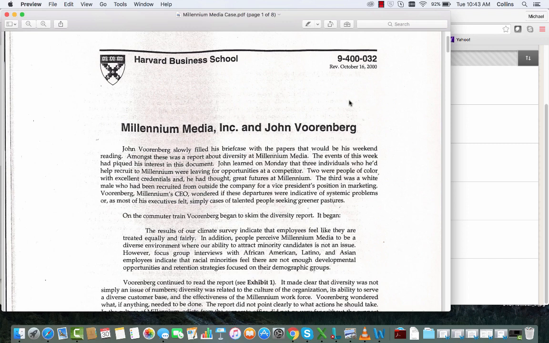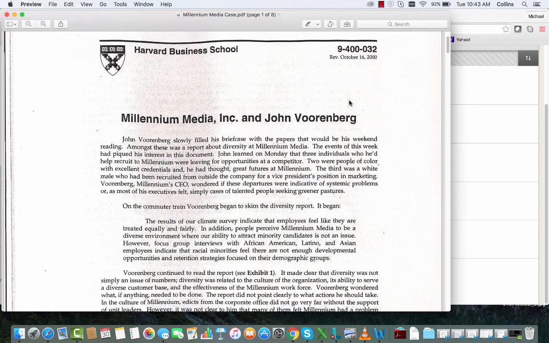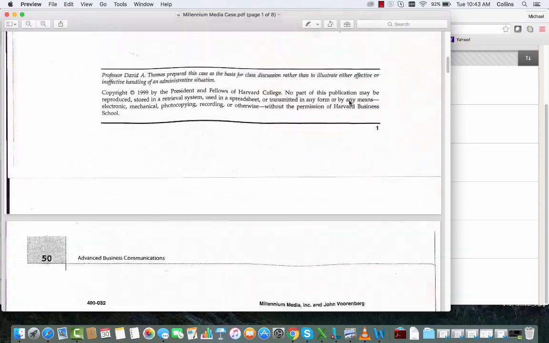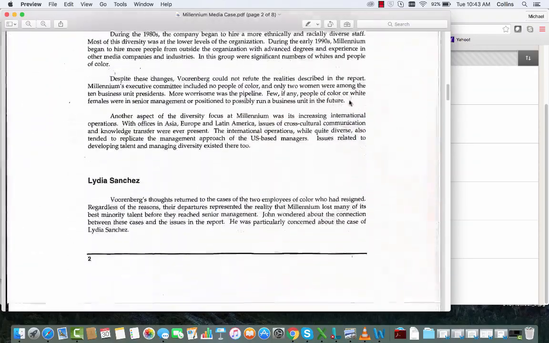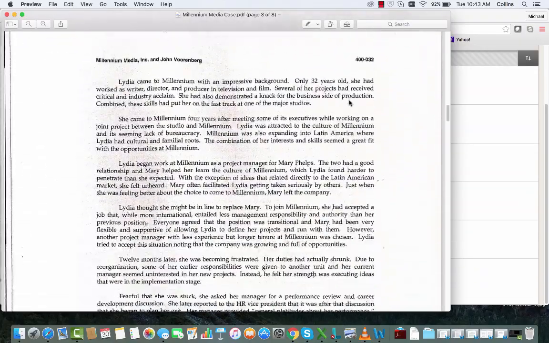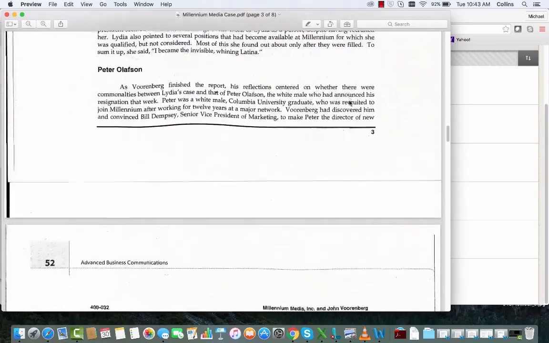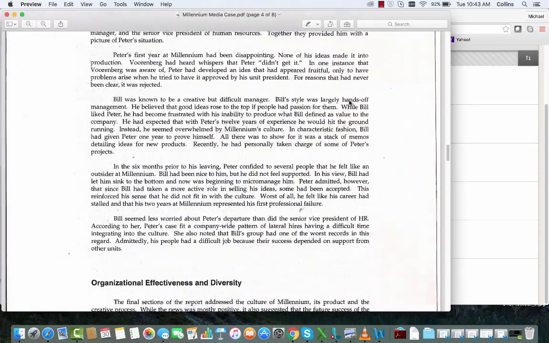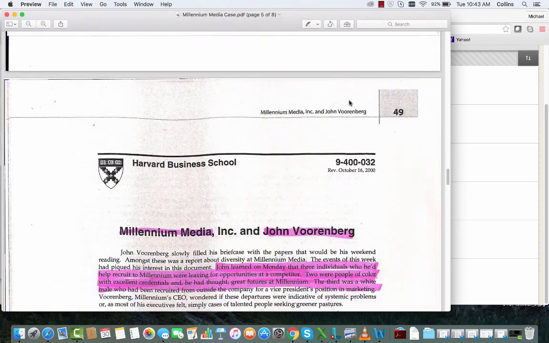The title of the case is Millennium Media and John Vorenberg. Right away, here's how I want you to proceed: read the entire case. So I think it's about 5 pages long. Read it one time through, so like so. Make note of all who the key actors are, and then you'll get to the end.